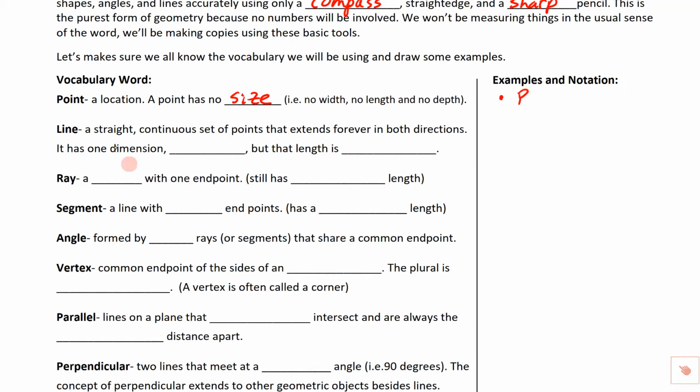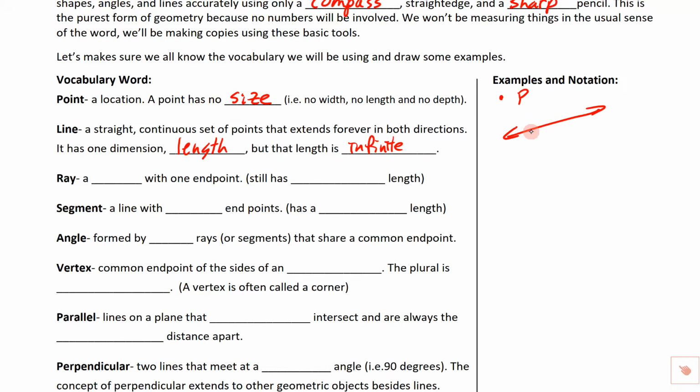Let's talk about a line. A line is a straight, continuous set of points that extends forever in both directions. It has one dimension. That one dimension is just its length. Okay? But that length is infinite. It goes on forever. Okay, so infinite here. So let me show you an example of a line. A line would look like this.